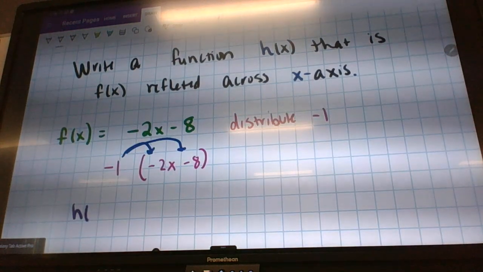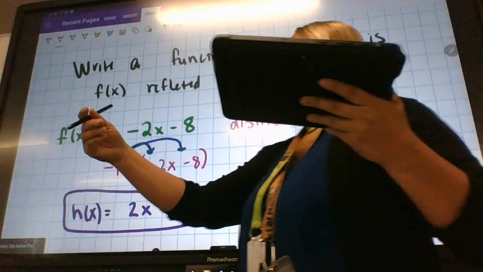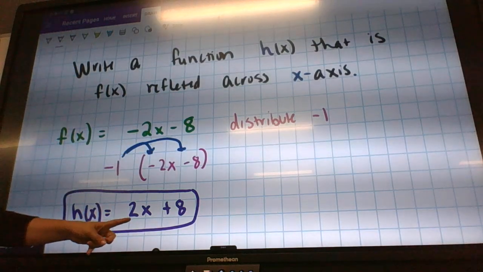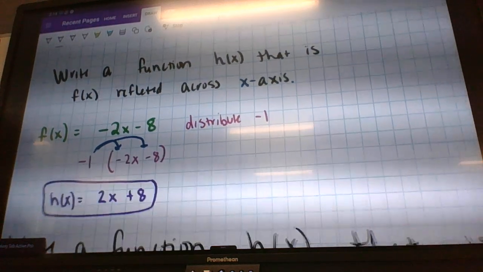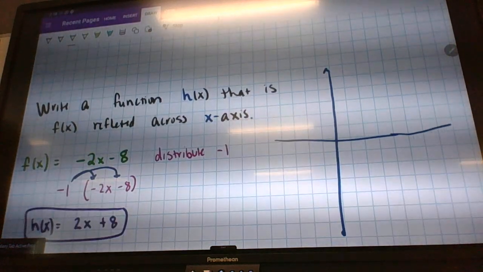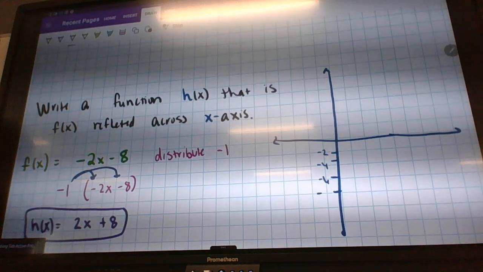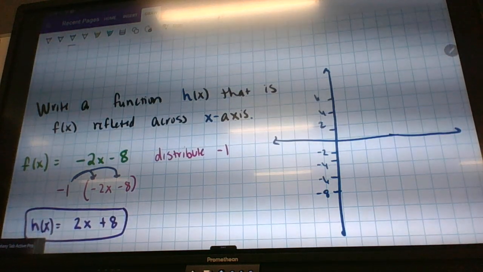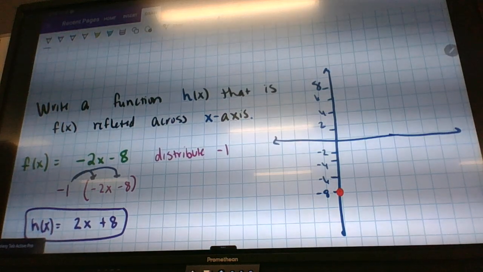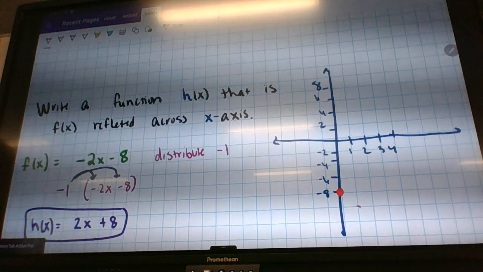Having h of x is a positive 2x plus 8. This function has a negative slope. It starts at negative 8 and it goes down. Now if we fold across x, it's going to become a positive slope and a positive intercept. I'm going to show it. I'm going to grab both of these to show you the reflection. The first one starts at negative 8 and goes down.